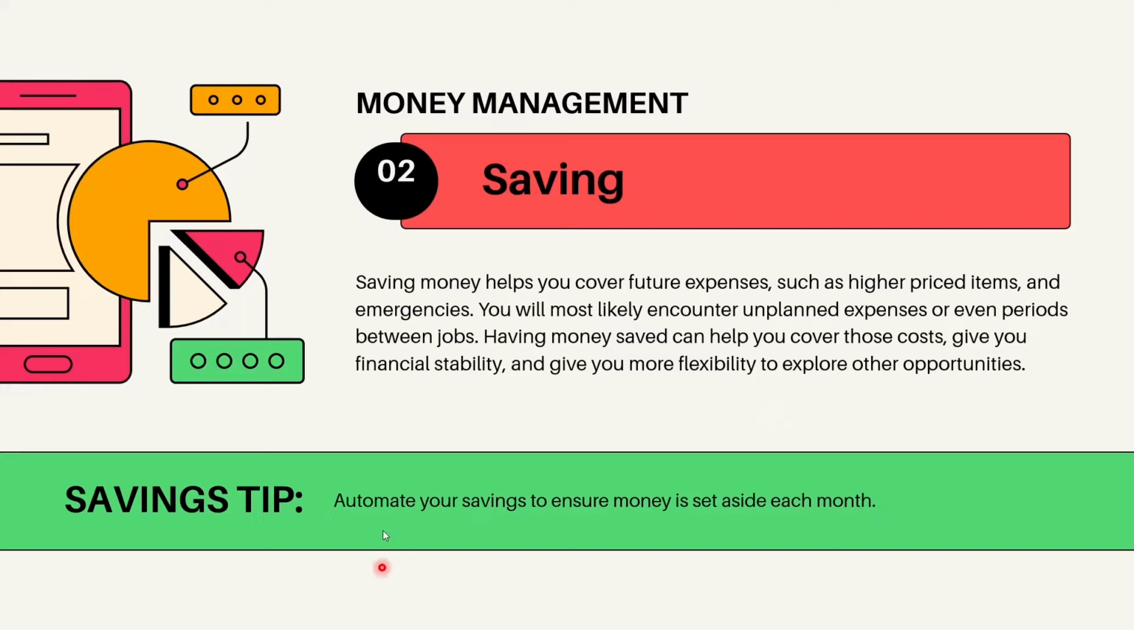So saving tip here: automate your saving to ensure money is set aside each month. So every month you are saving something, the 50, 20, 30 formula which we have seen in previous slides.